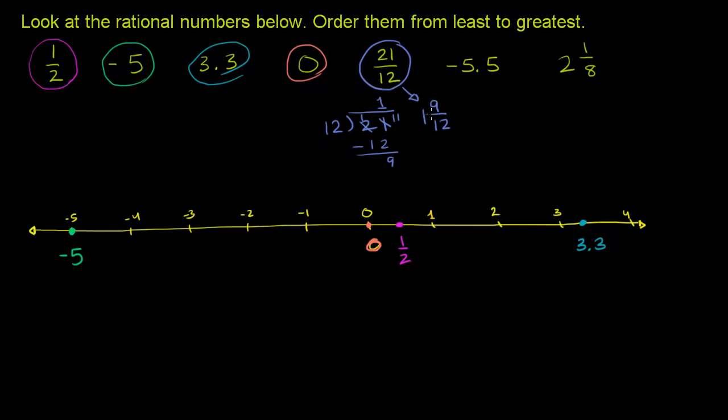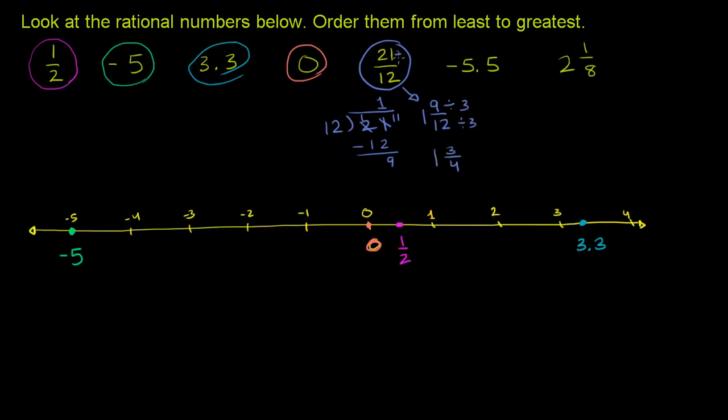So 1 and 9 twelfths, we can also write that. Actually, we could have simplified this right from the get-go, because both 21 and 12 are divisible by 3. But now we can simplify 9 twelfths. Divide both the numerator and the denominator by 3. We then get 1 and 3 over 4. 1 and 3/4.